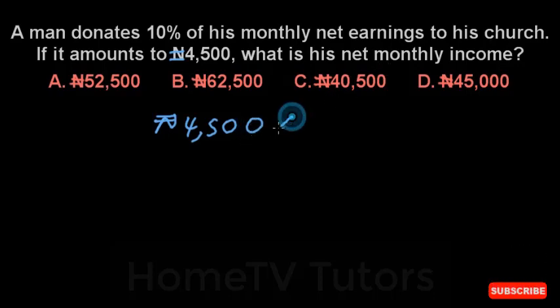So for us to have the net monthly income, which is 100%, we multiply that by 10, because 10% times 10 will give us 100%. So we just multiply that by 10 and we get 45,000, which is option D. So the correct answer is option D.